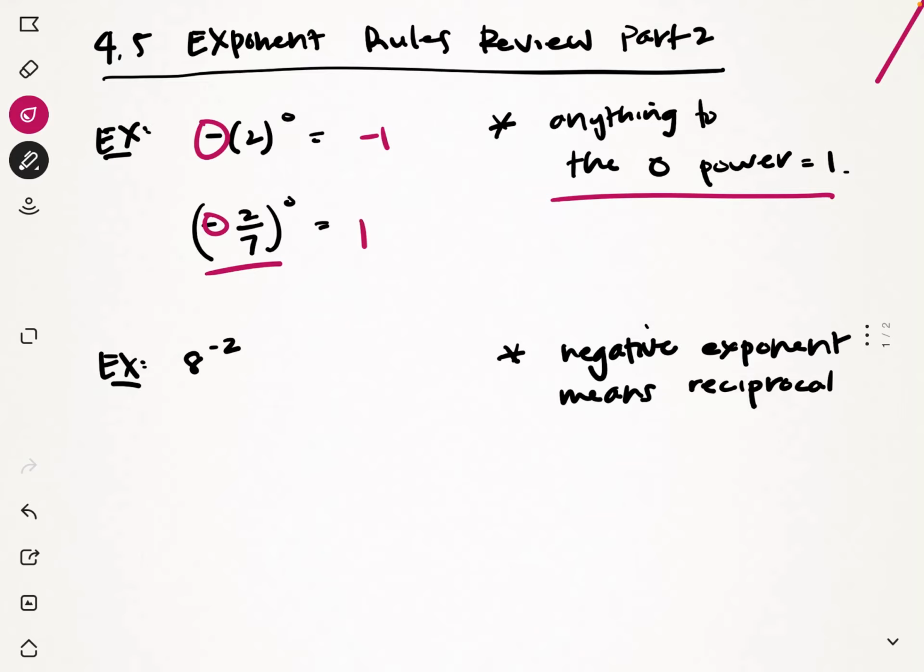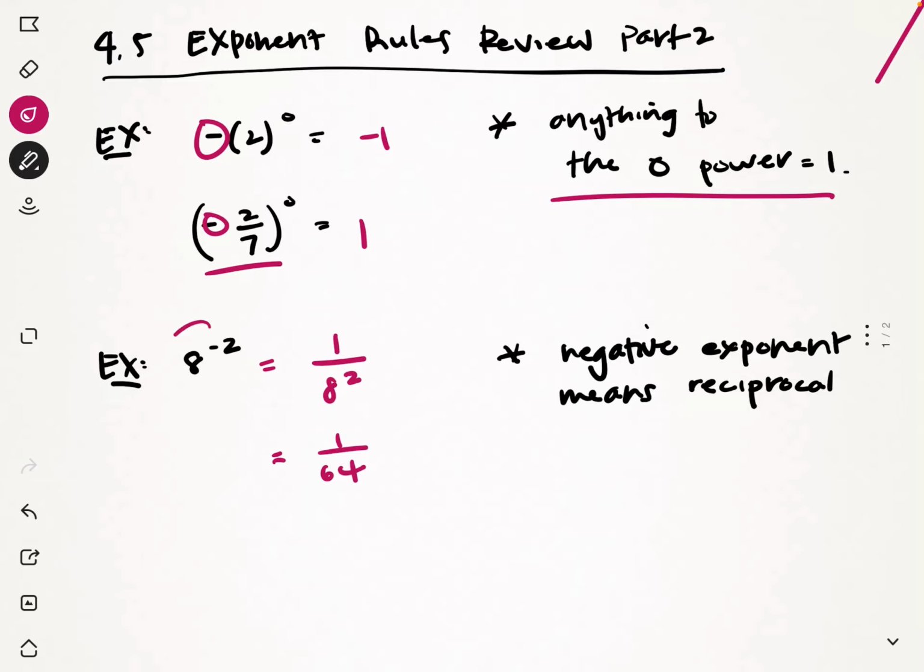Okay, and then negative exponents mean reciprocal. So if we want to write this as a positive exponent, we're going to do 1 over, we're going to drop the 8 squared into our denominator, and then we can do 8 squared is 64. Okay, so just anytime we have a negative exponent, just reciprocate it.